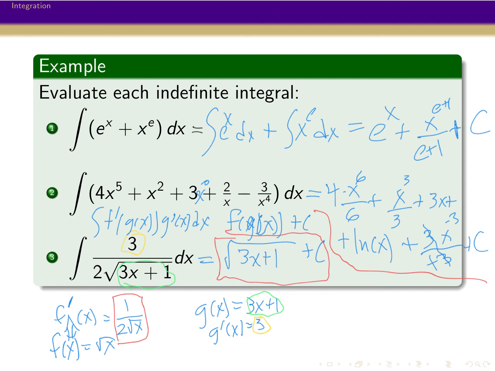Okay. And if you don't believe me that this works, take the derivative of the square root of 3x plus 1. And if you get back 3 over 2 times the square root of 3x plus 1, then it worked perfectly fine. And I will see you again soon.